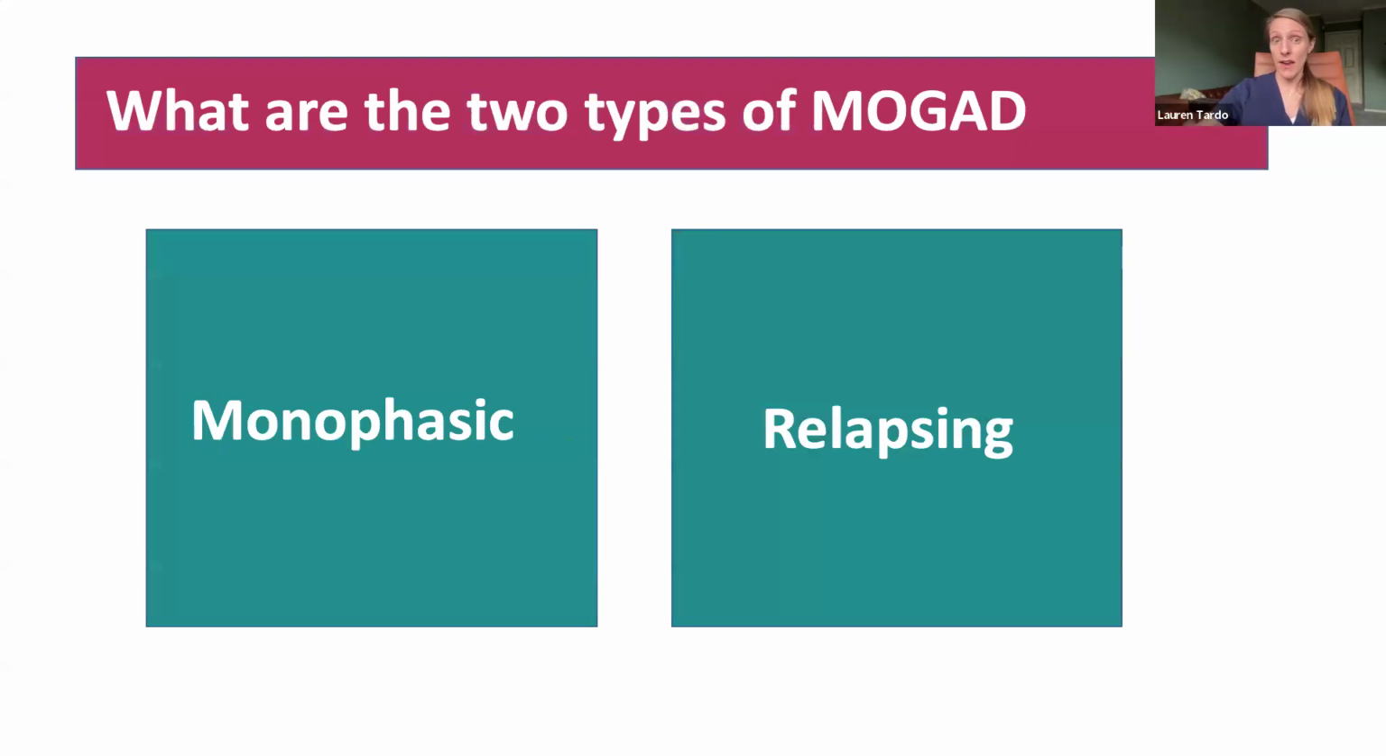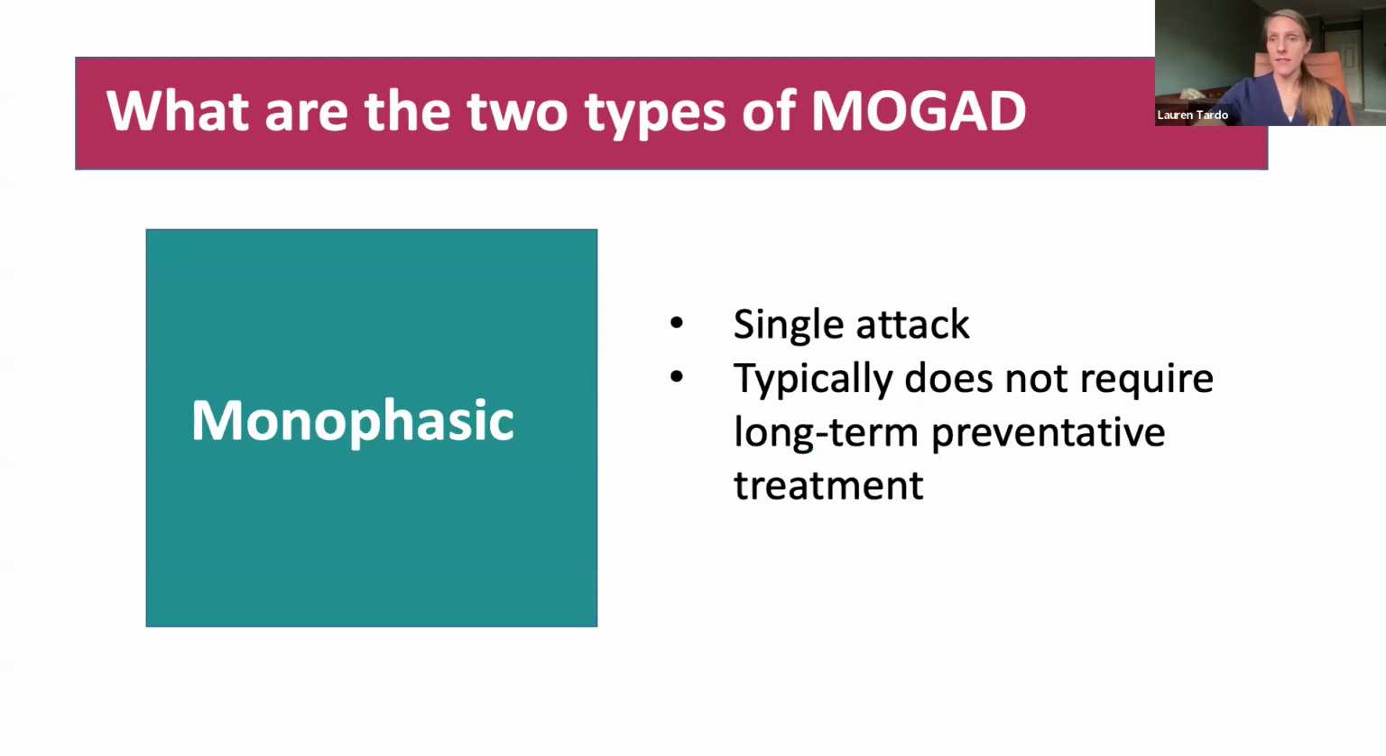Which brings me to the next point: what are the two types of MOGAD, and who needs treatment? We have what we call monophasic disease and relapsing disease. Monophasic disease is when a patient has a single attack of one of those things I previously mentioned, and again, it can be multiple of those things. A patient can have optic neuritis and transverse myelitis. These are treated with those acute therapies that I mentioned.